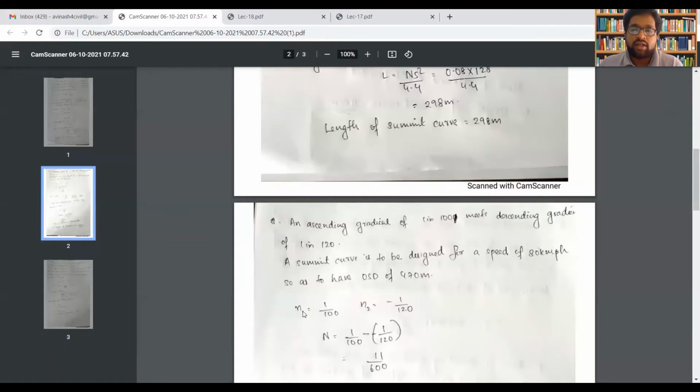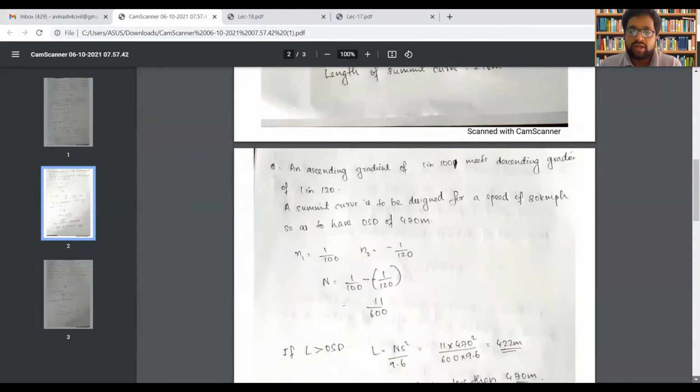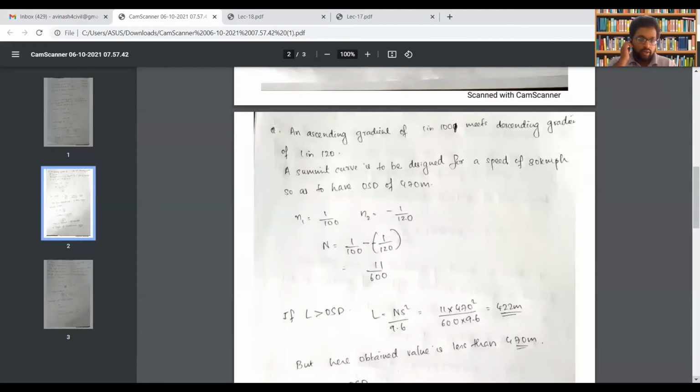Gradients are given. Ascending gradient of 1 in 100 and descending gradient of 1 in 120. So the deviation angle is given by 1 by 100 minus 1 by 120. That is the deviation angle. So that is 11 by 600. Now, the length of transition curve is greater than the overtaking sight distance.